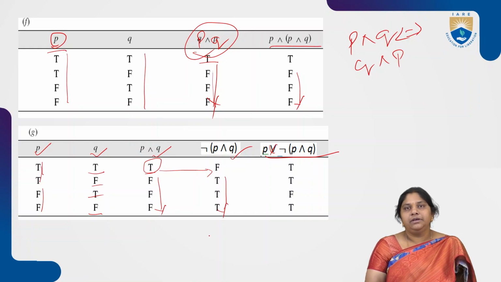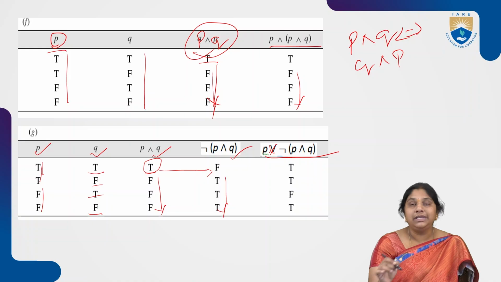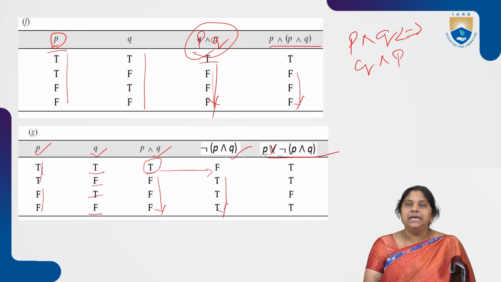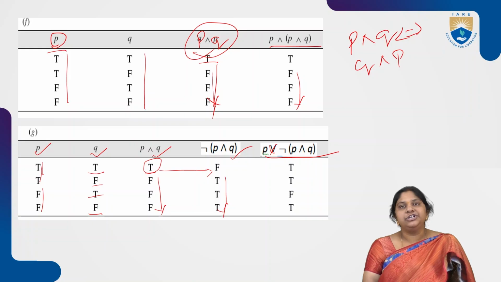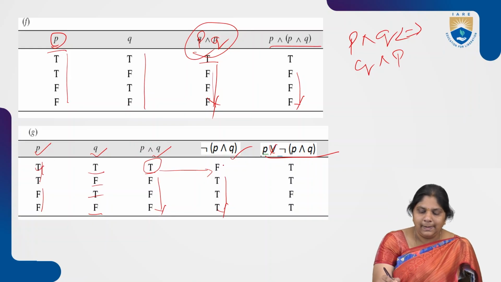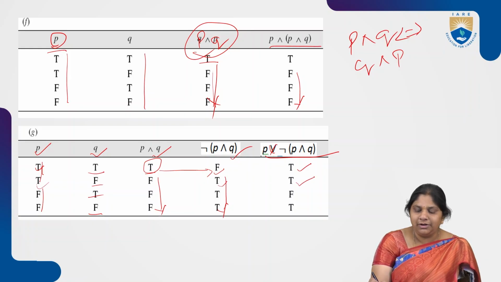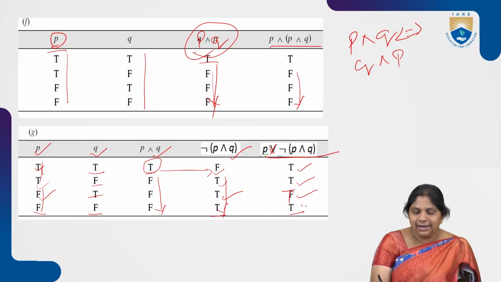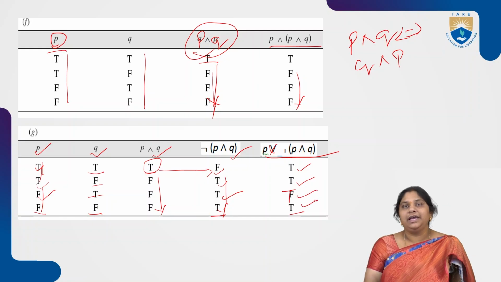Now, P or negation of (P and Q). What is the condition for or? If both statements are false, only then is the disjunction false. In any other condition, the disjunction is true. So here P is true and the negation of P and Q is false, so it is true. P is true, the other is also true, so it is true. It is false, it is true. It is also true. Like this we can see P or negation of (P and Q).